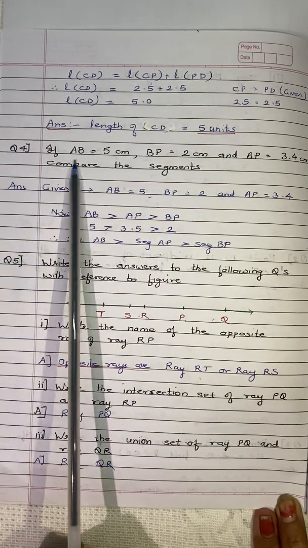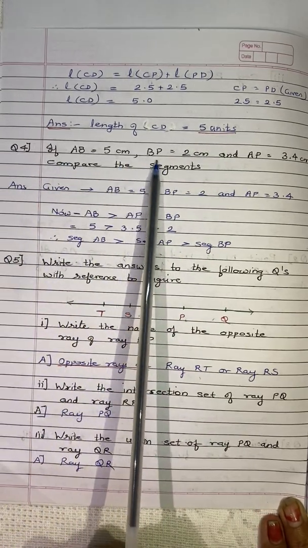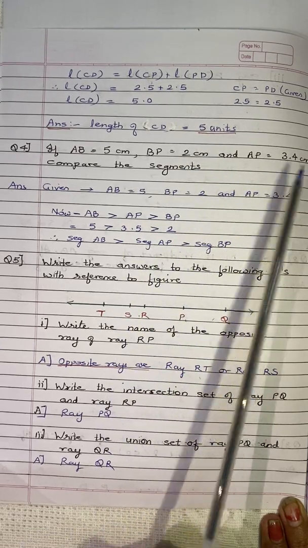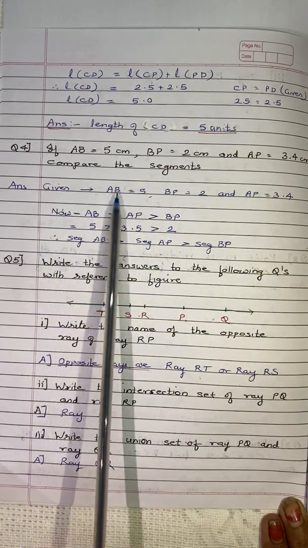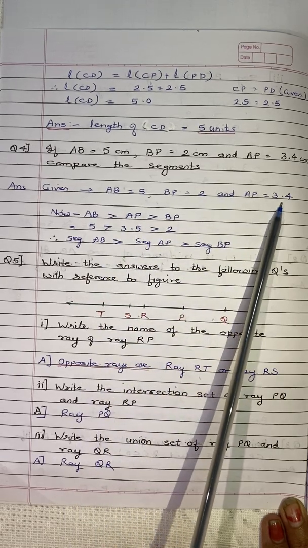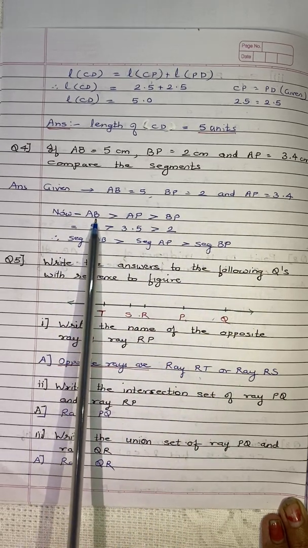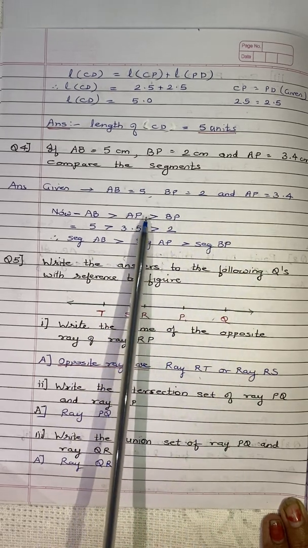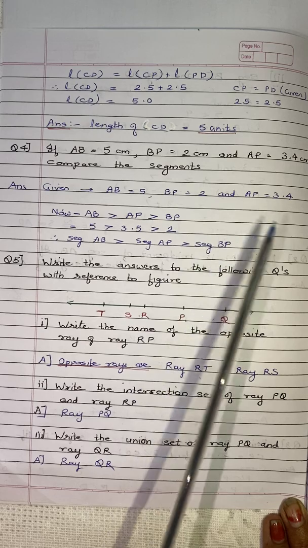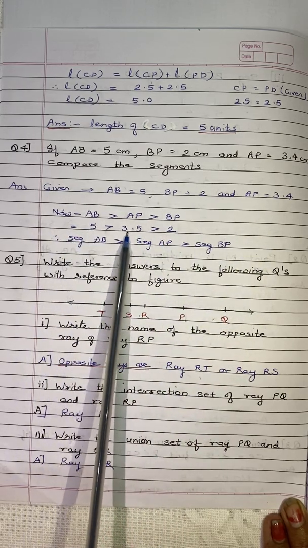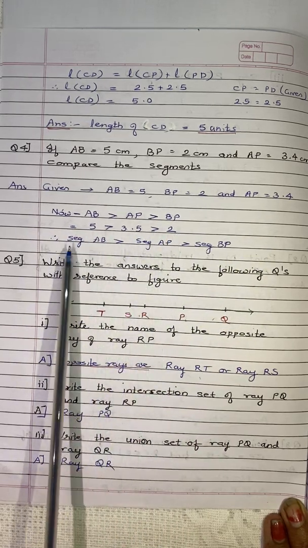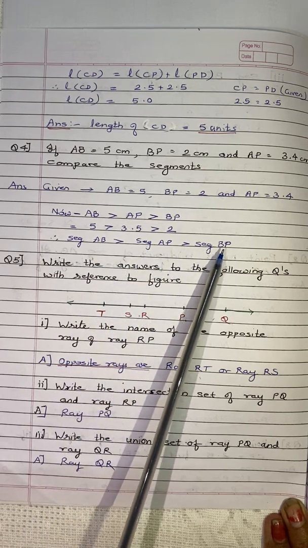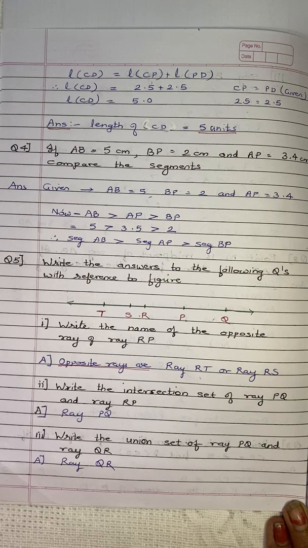Question 4. If AB is equal to 5 and BP is equal to 2 and AP is equal to 3.5, compare the segments. Given AB is 5, BP is 2 and AP is 3.5. Now AB is greater than AP and AP is greater than BP. We have to just compare. So 5 is greater than 3.5 is greater than 2. Therefore segment AB is greater than segment AP is greater than segment BP.